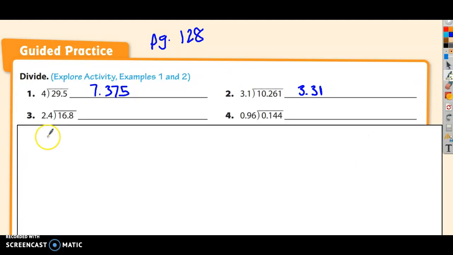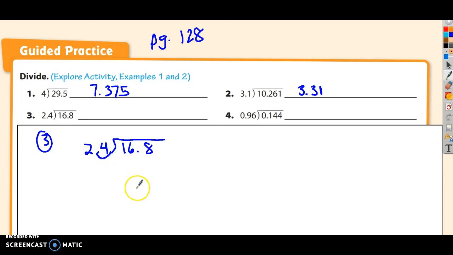Number 3 is 2 and 4/10. That's the divisor. And that's going into 16 and 8/10. So it's going to be 16.8 divided by 2.4. I'm going to do what I did on number 2. And that is I need to multiply 2.4 times 10 to make it a whole number.